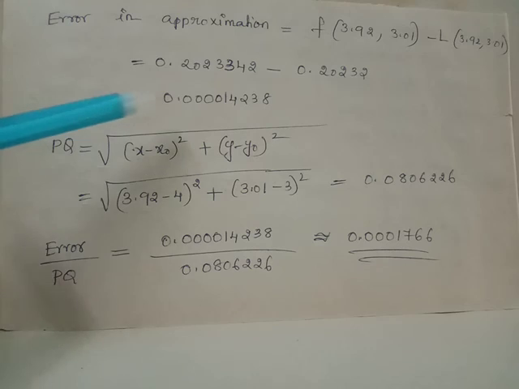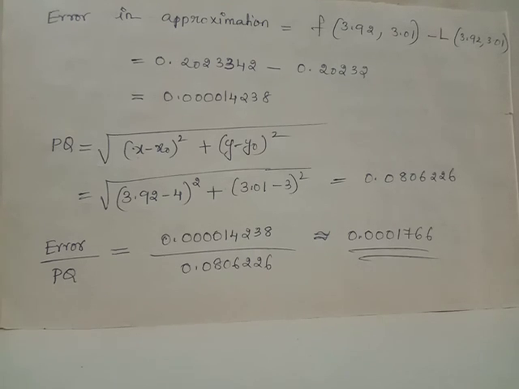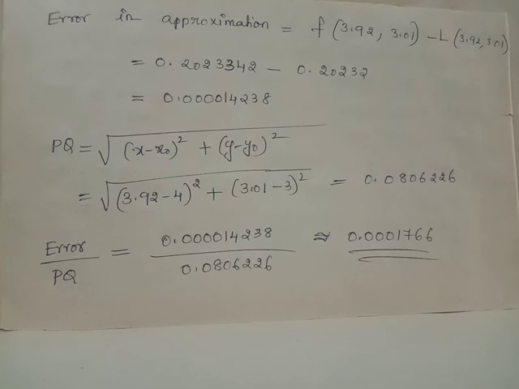0.0001766. Looking at this value, you can conclude that local linear approximation accommodates only a very small error value in approximating function's value. Also, when P and Q are very close, the ratio of error by distance between points is considerably very small.